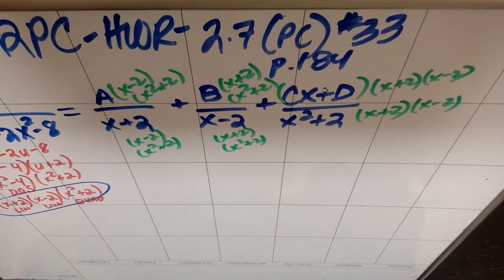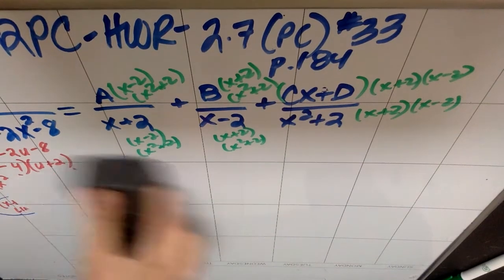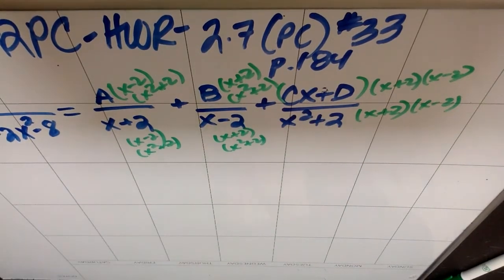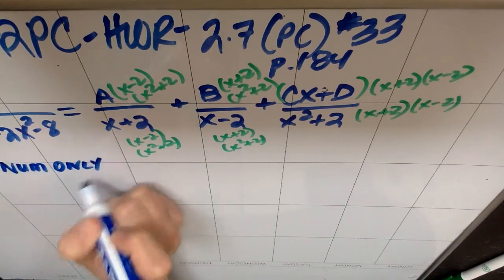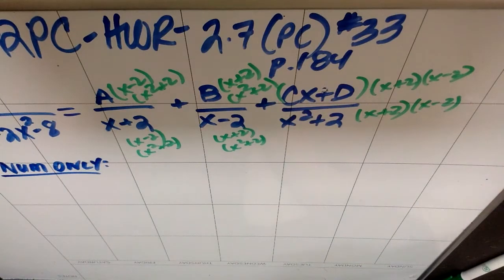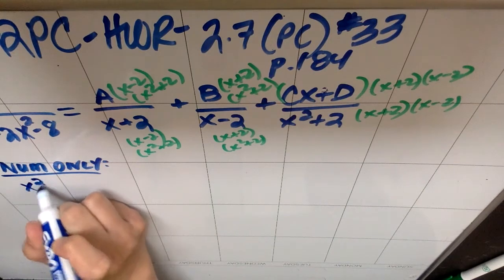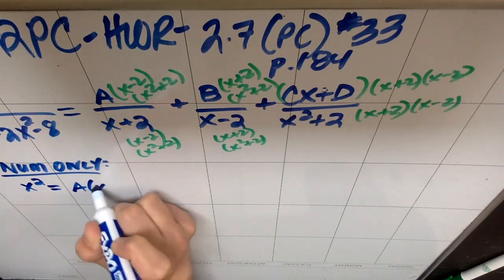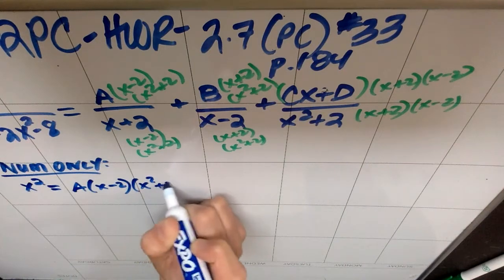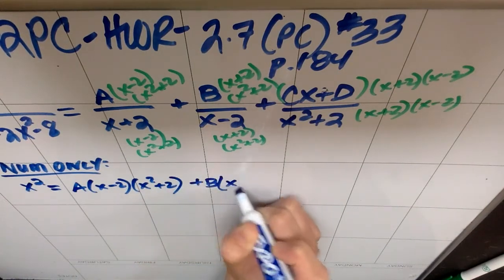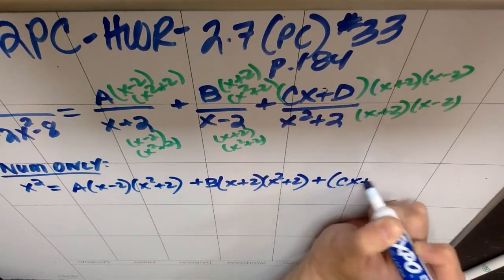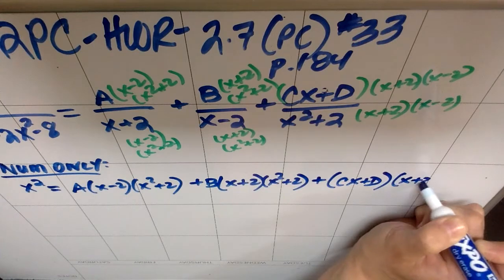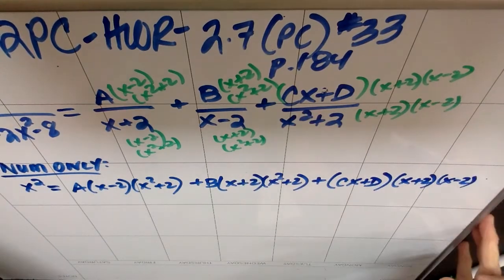So if I now have the same common denominator across the board, I can look at the numerators only, because they all have the same denominator. You can think of it as multiplying the entire equation by that denominator. So this side is going to be x squared, and on the other side I have A times x minus 2 times x squared plus 2, plus B times x plus 2 times x squared plus 2, plus this quantity Cx plus D times x plus 2, x minus 2.